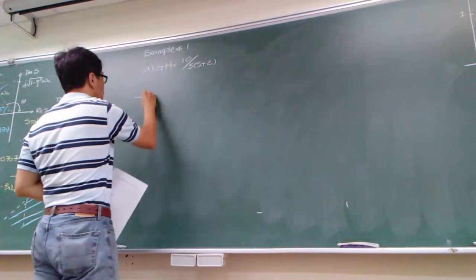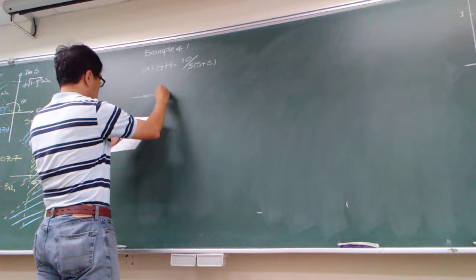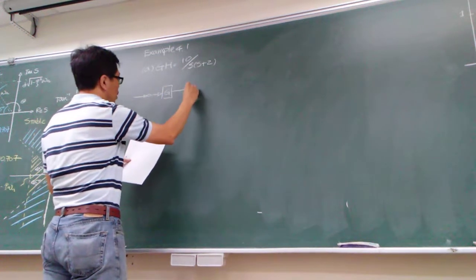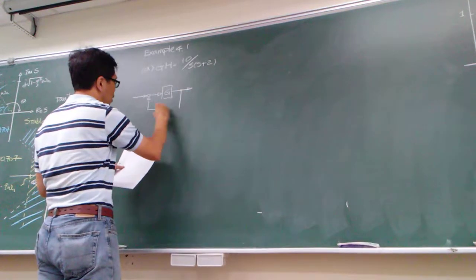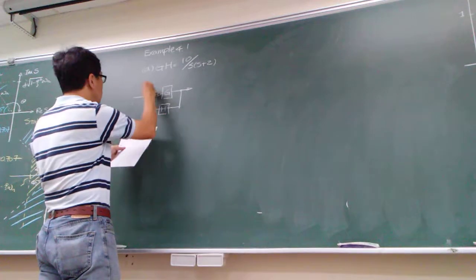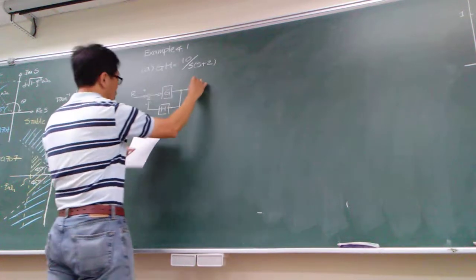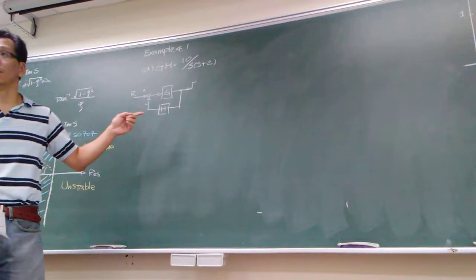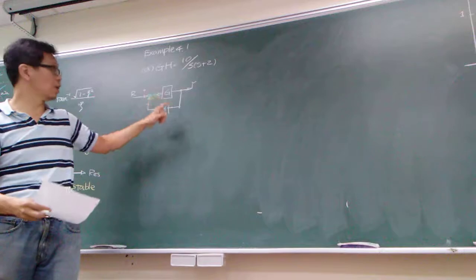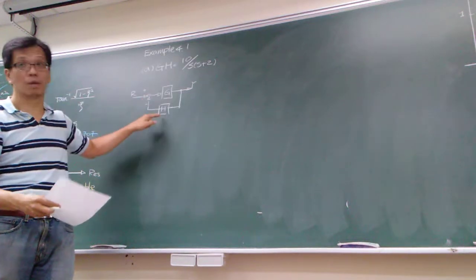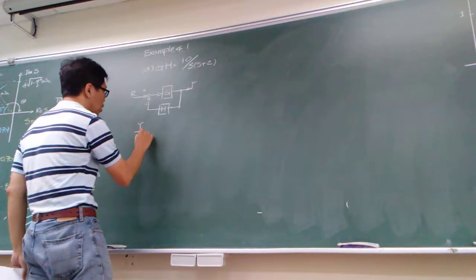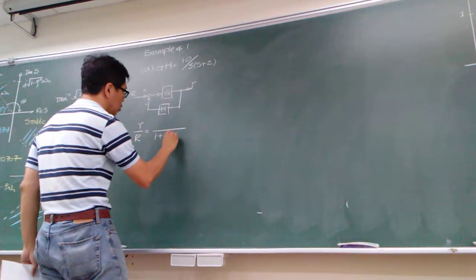Normally my system is going to be... what do I give you? I give you GH. That means this is not the relationship between output and input. It's the combination of this one and this one. That is important because my Y over R is going to be 1 plus GH.